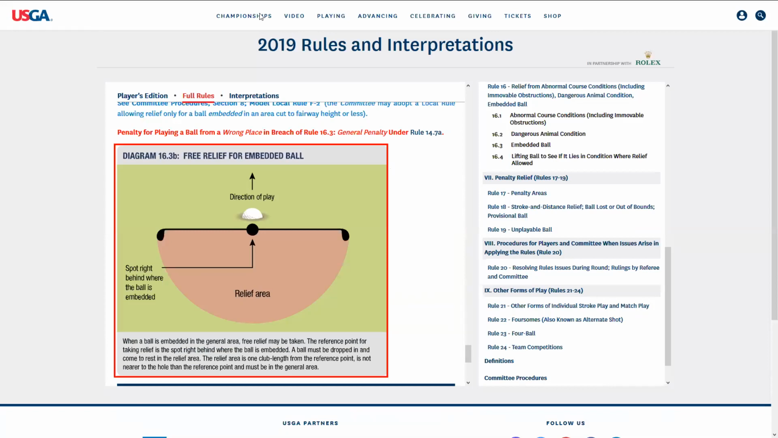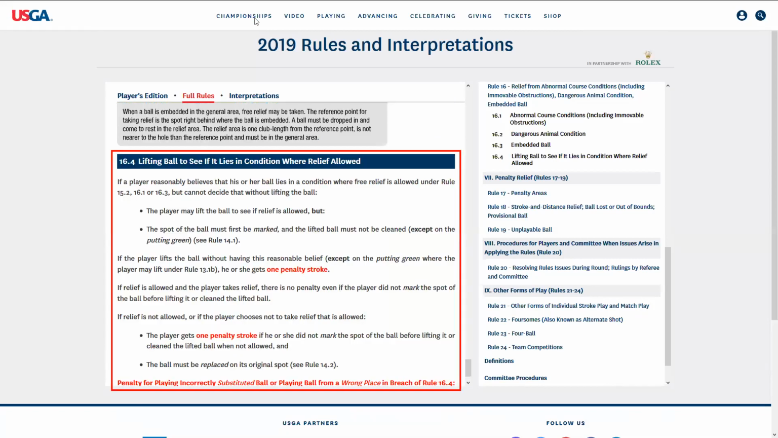If a player reasonably believes that his or her ball lies in the condition where free relief is allowed, but cannot decide that without lifting the ball, the player may lift the ball to see if relief is allowed, but the spot of the ball must be marked, and the lifted ball must not be cleaned except on the putting green.